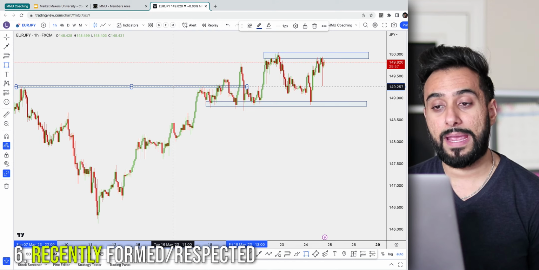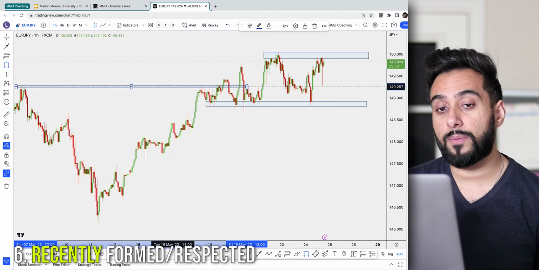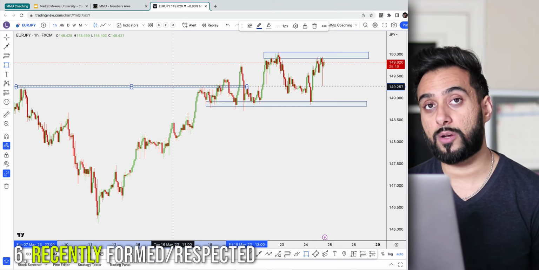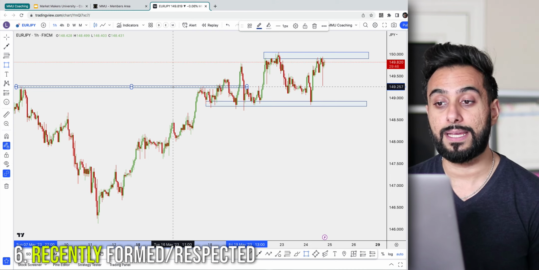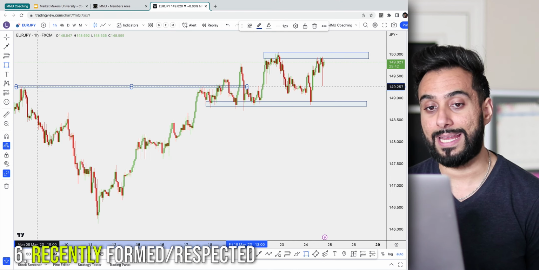So if you're ever debating between which zone the price might react at, give a higher probability, give a higher weight of importance on zones that have been created or respected in the more recent price action rather than zones that have been created in the past.